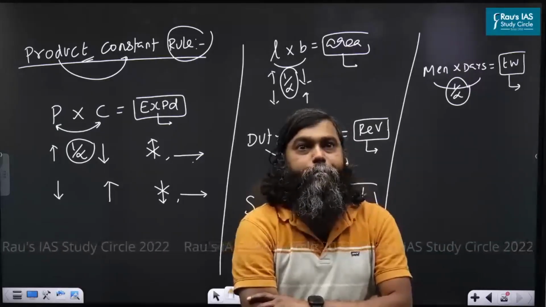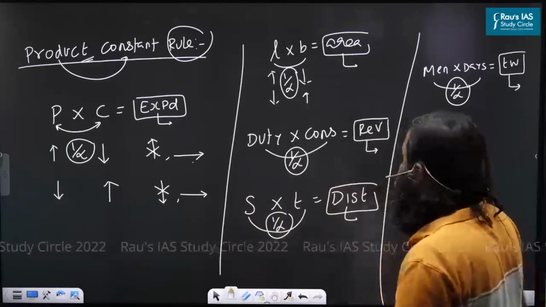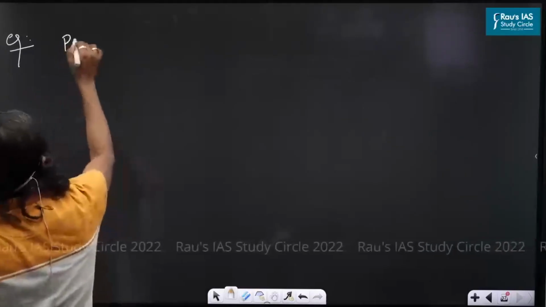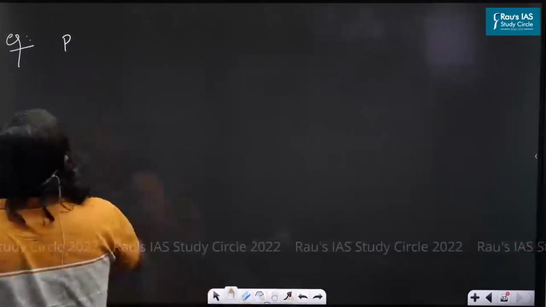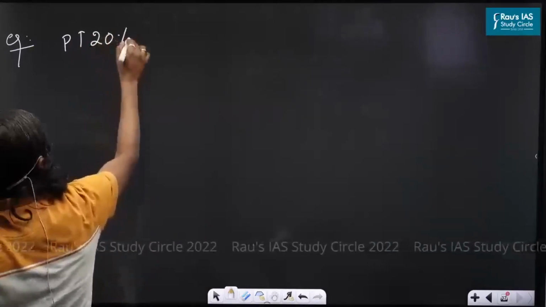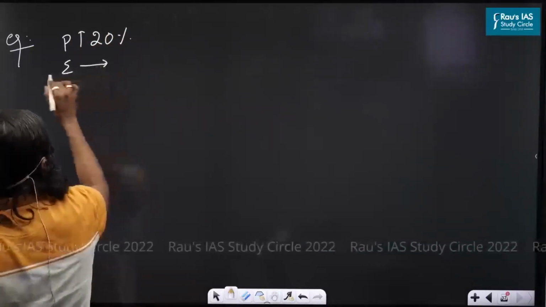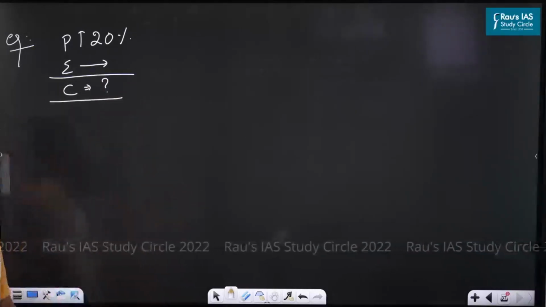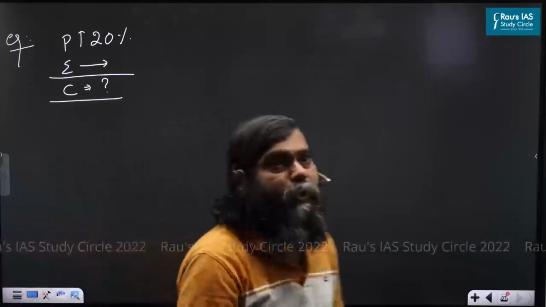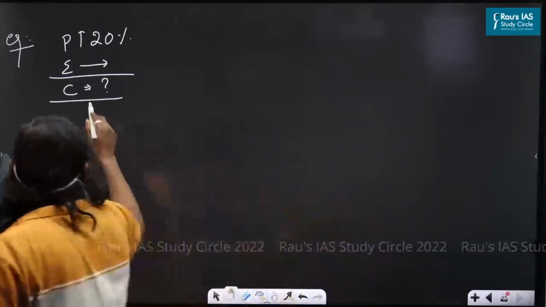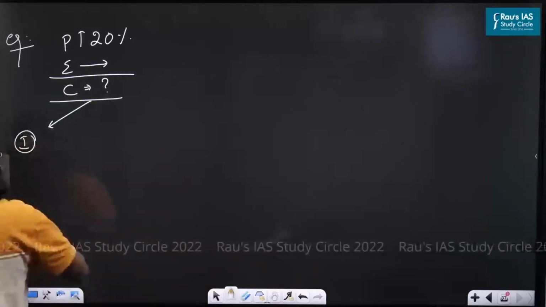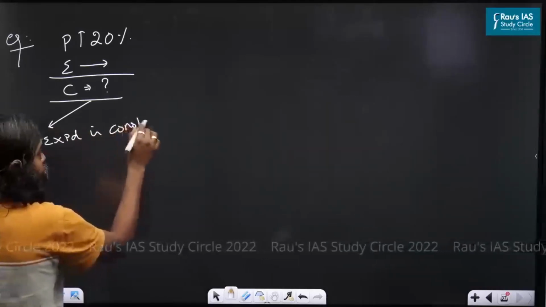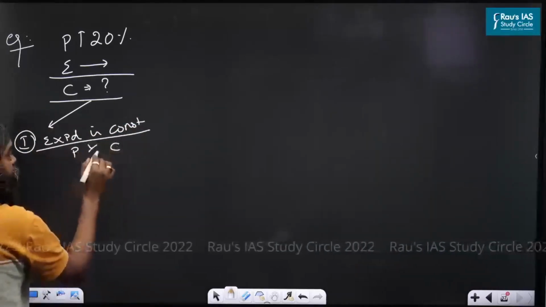For example, price increased by 20%. My expenditure is constant. What happened to my consumption? That is asked in the question. Ready? First interpretation: you know expenditure is constant. That means what is the relationship between price and consumption? Inversely proportional.